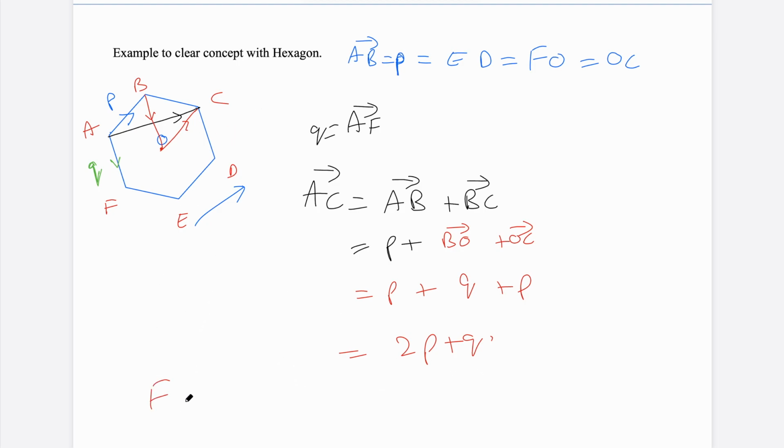Someone asks you about FD. You can see, because you know the geometry of the hexagon, that FD is equal to AC. So you straight away write 2P plus Q in the same question.